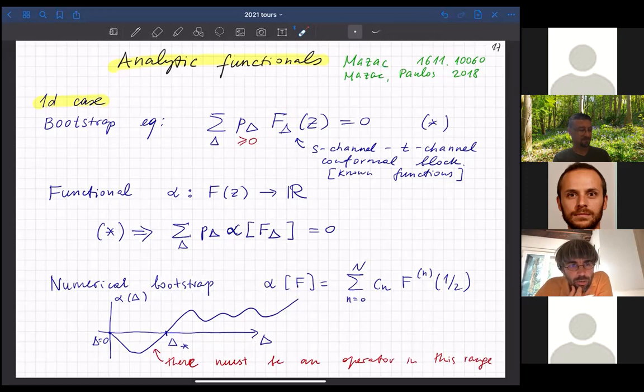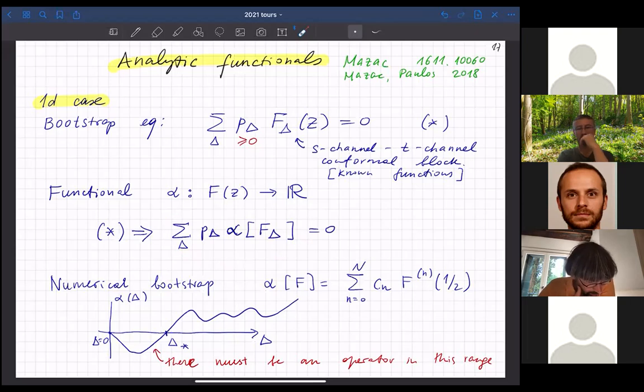And by a functional, we mean something which is a linear thing which acts on functions and maps functions to real numbers, such that if you take such a functional and act with it on the bootstrap equation, you get an equation which is now a numerical equation: sum of p_delta alpha of f_delta equals 0.